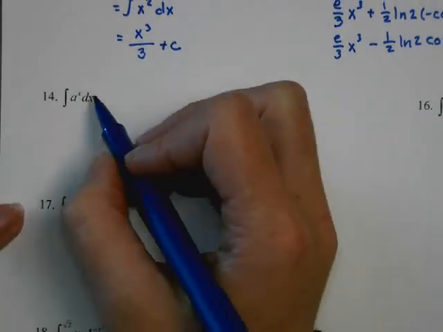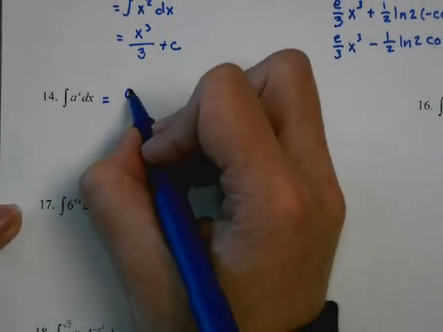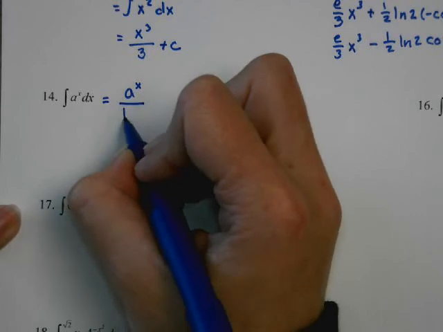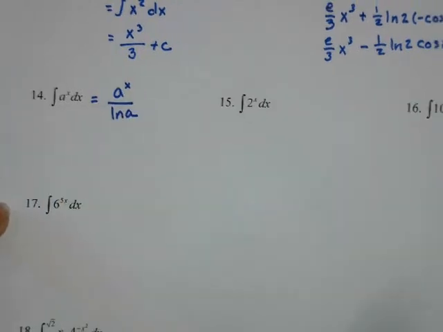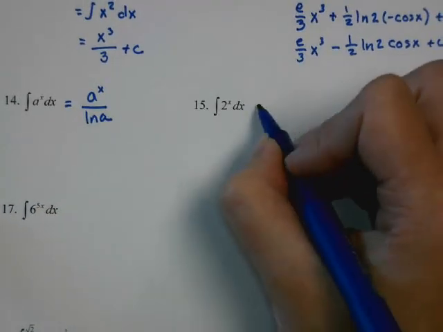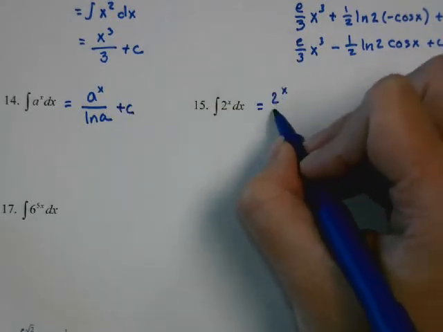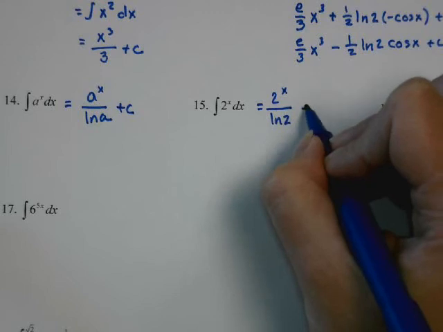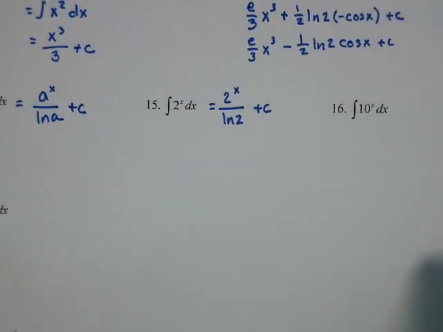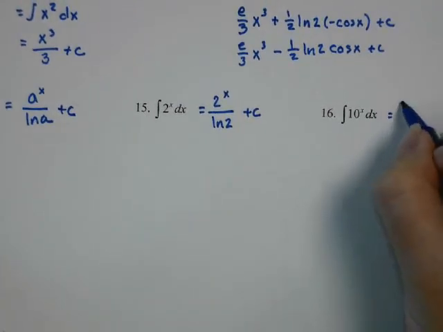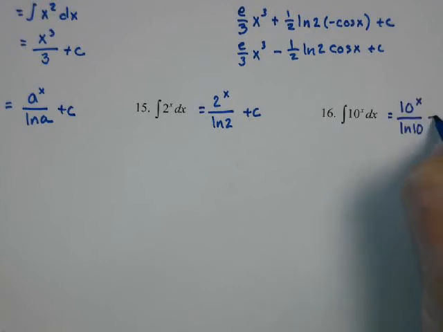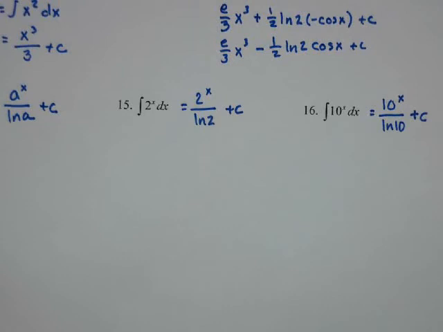These next ones, the integral of a to the x is a to the x divided by the natural log of a. So the integral of 2 to the x plus c is 2 to the x over natural log of 2 plus c. Integral of 10 to the x, 10 to the x over natural log of 10 plus c.